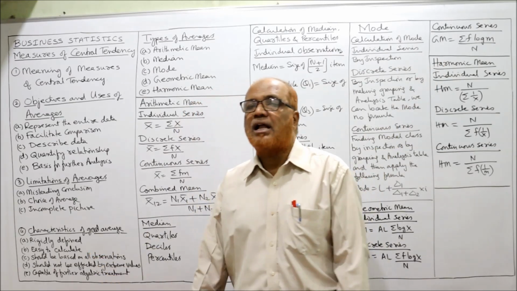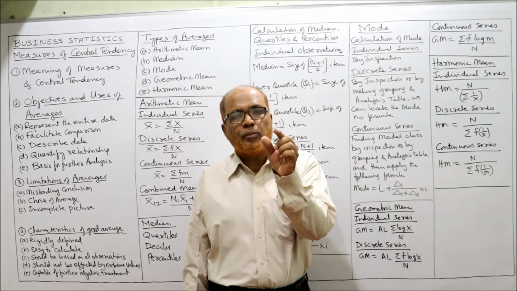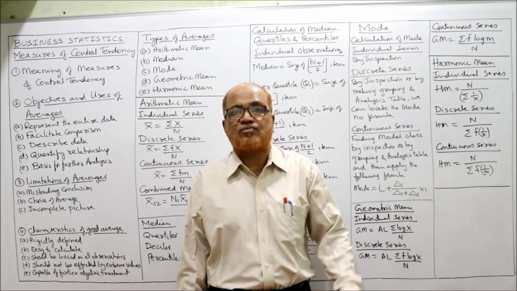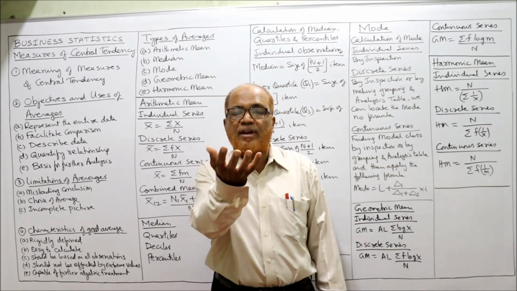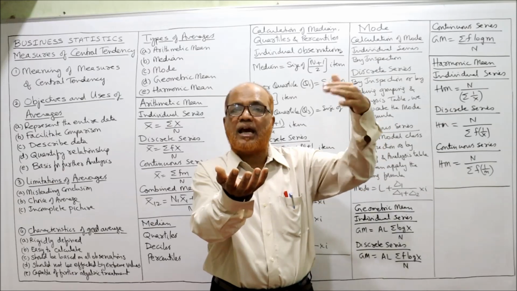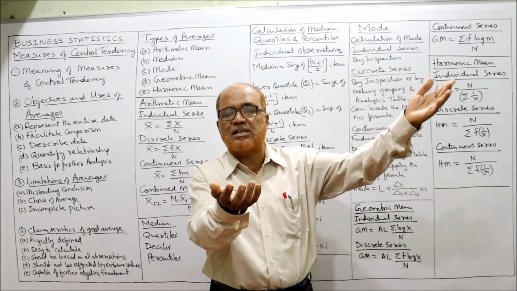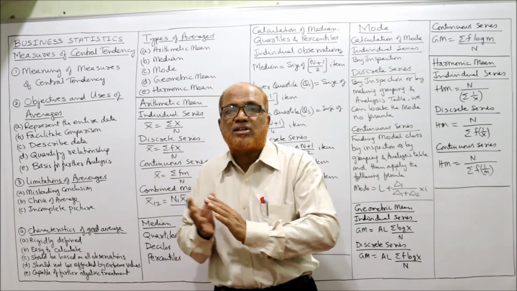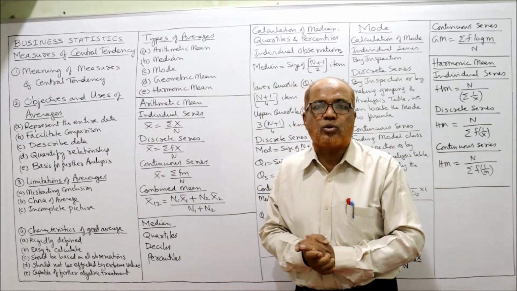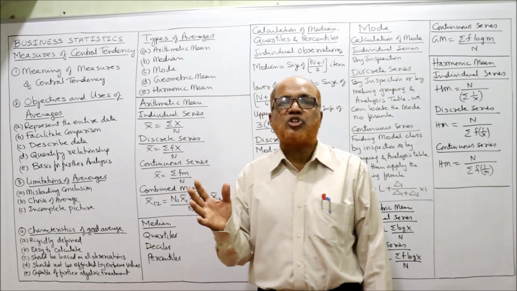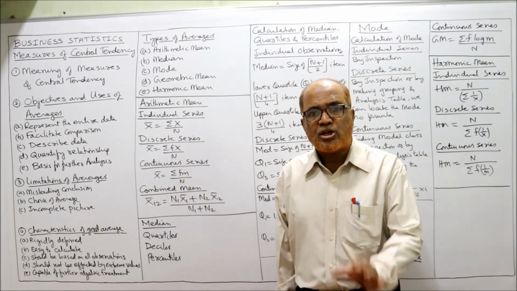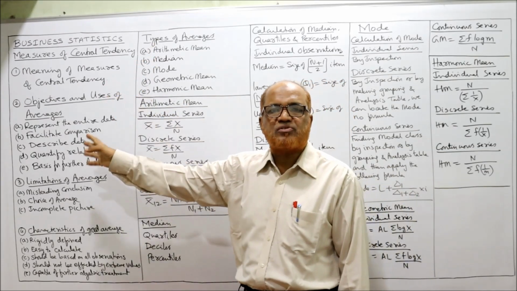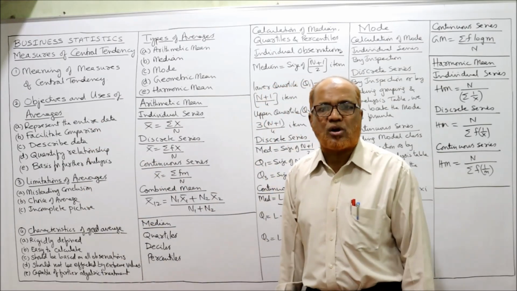The last one: capable of further algebraic treatment. The average should be such that it can be used for further algebraic applications and analysis, like other statistical techniques such as standard deviation, skewness, kurtosis, correlation, and regression. So these are the characteristic features which a good average must have. I have explained the meaning of central tendency, what averages are, their objectives, their limitations, and the characteristics of a good average.